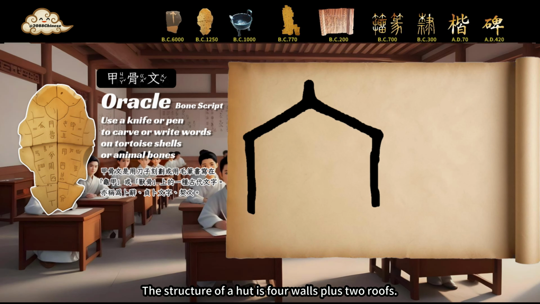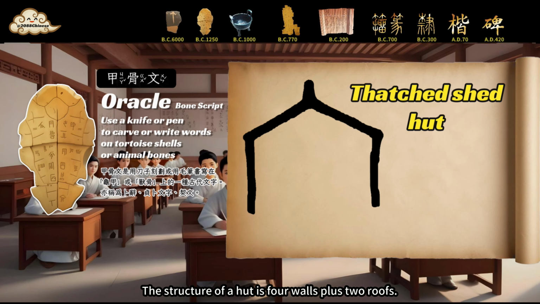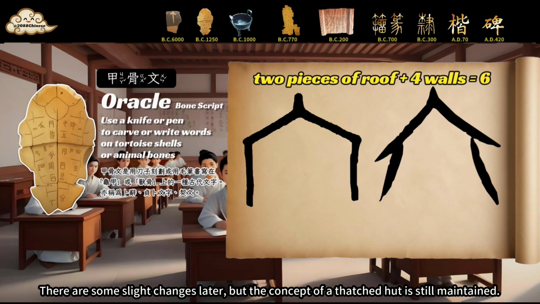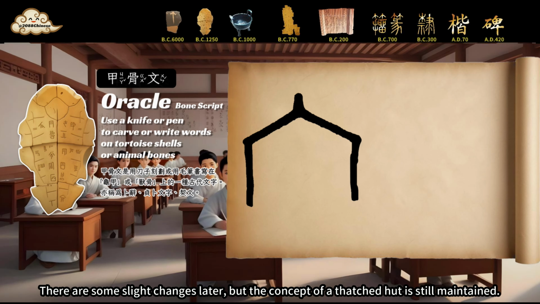Liu. The structure of a hut is 4 walls plus 2 roofs. You can also remember it this way: the total is 6. There are some slight changes later, but the concept of a thatched hut is still maintained.